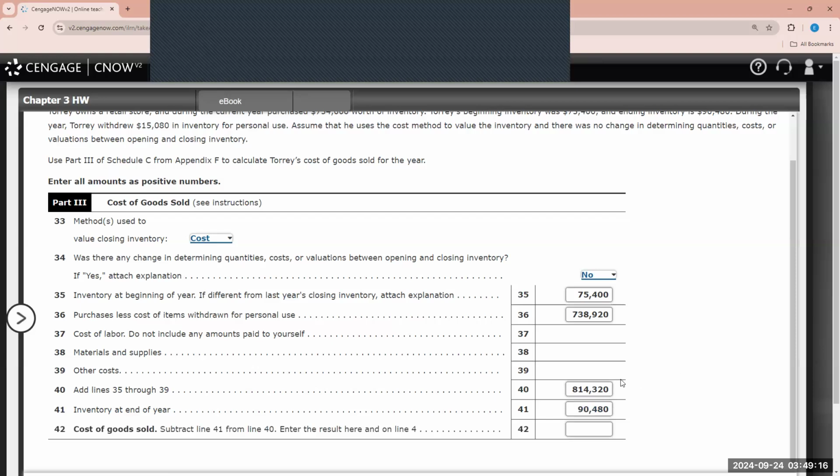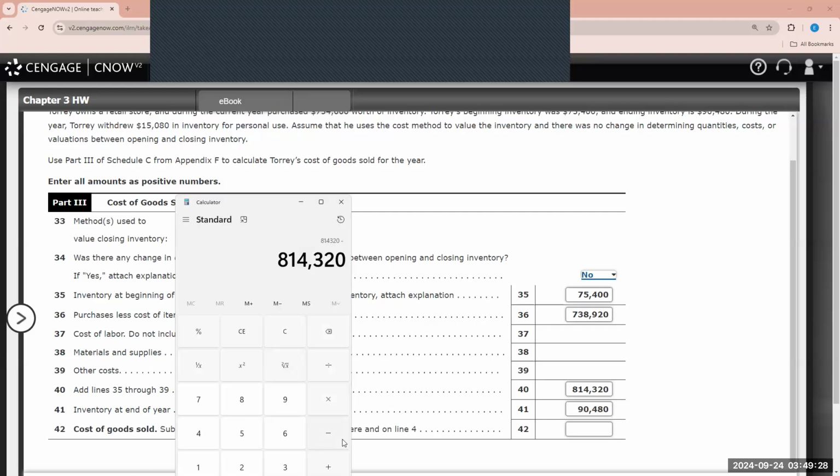Now, the next step is to account for the inventory that is left, 90,480. So again, think of it like money. You started off the year with $814,320 in your bank account. And now at the end of the year, you only have 90,480 left. So the difference represents how much you spent. So in this case, the difference represents the cost of the goods that we've sold.